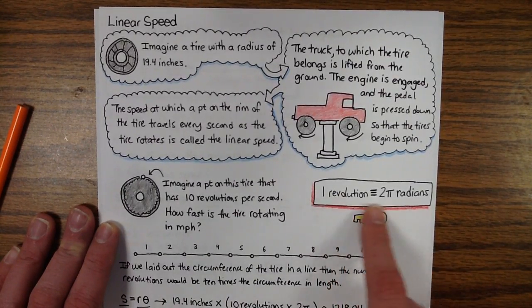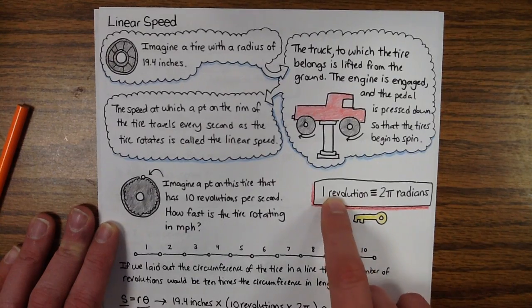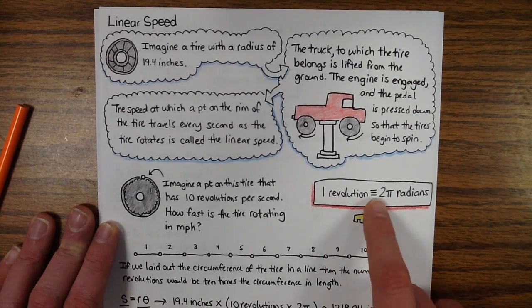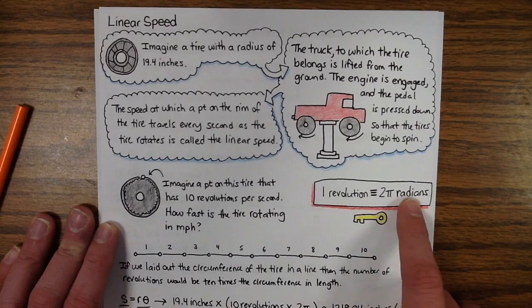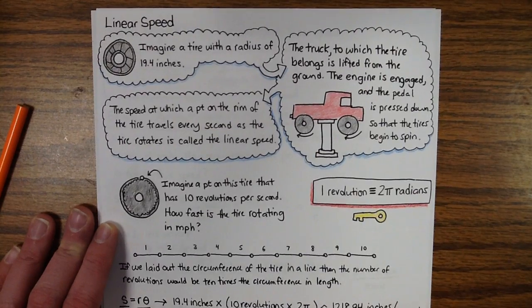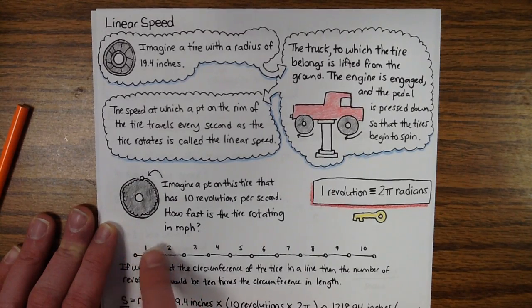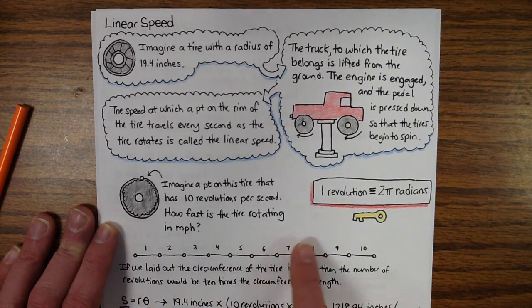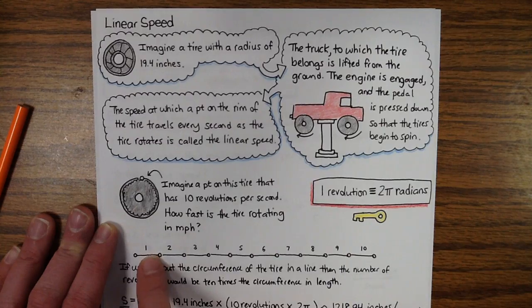We're going to use this concept. One full revolution is equivalent to 2 pi radians in angle measure. Okay, that's a key concept here. Now, if we took this tire and we laid out the circumference of the tire in a line, then the number of revolutions would be 10 times the circumference in length. So 1, 2, 3, 4, 5, 6, 7, 8, 9, 10. This is the circumference of one tire here, represented 10 times.